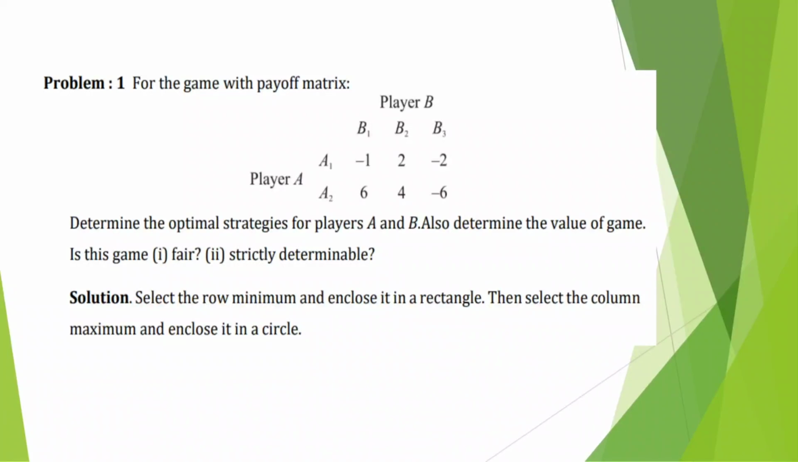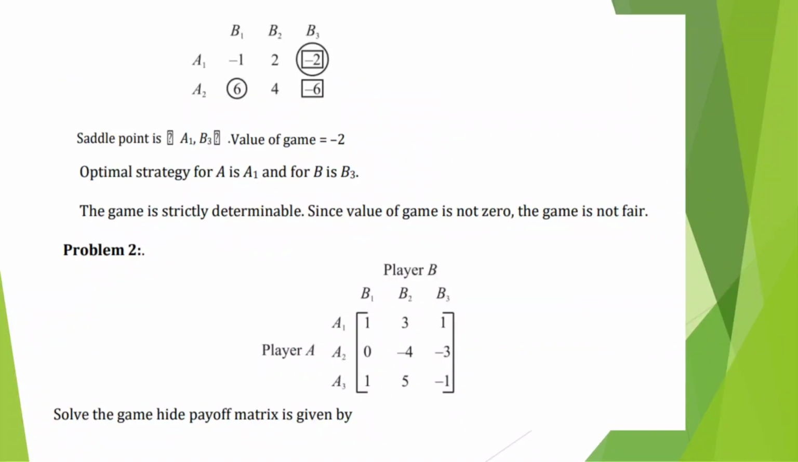First we have to select the row minimum and enclose it in a rectangle. Then select the column maximum and enclose it in a circle. So which is noted in the above matrix. So here we have A1, B3 is a saddle point. So we have the value of the game is -2. So the optimum strategy for A is A1 and the optimum strategy for the player B is B3. So here the game is strictly determinable. Since the value of the game is not 0, we call the game as unfair.